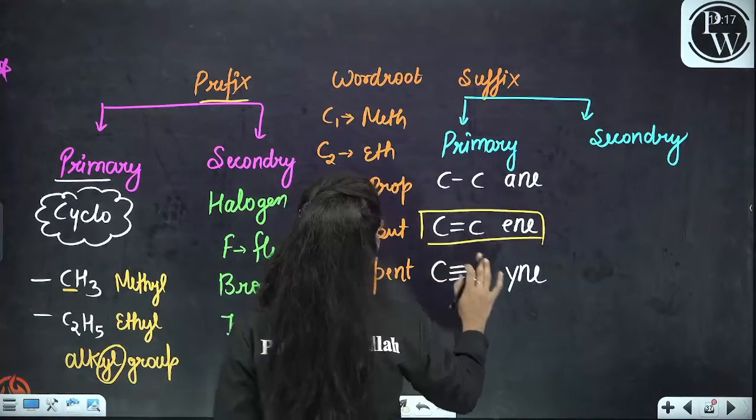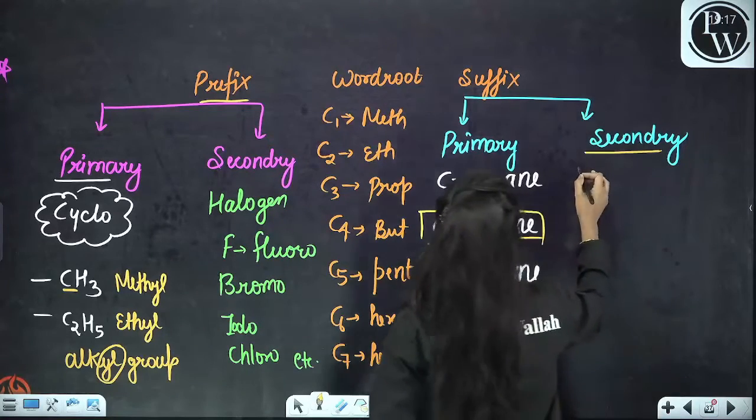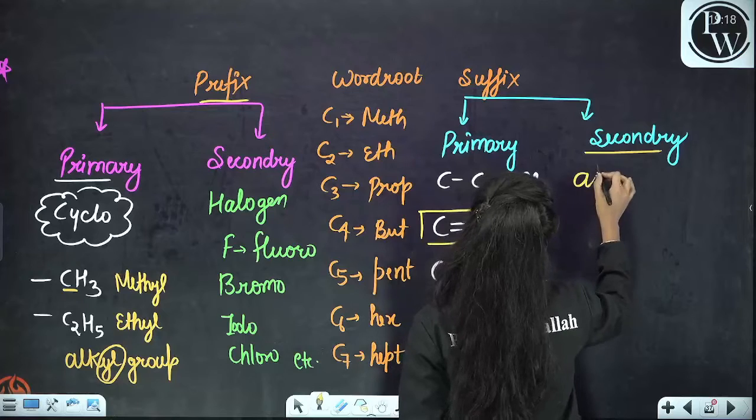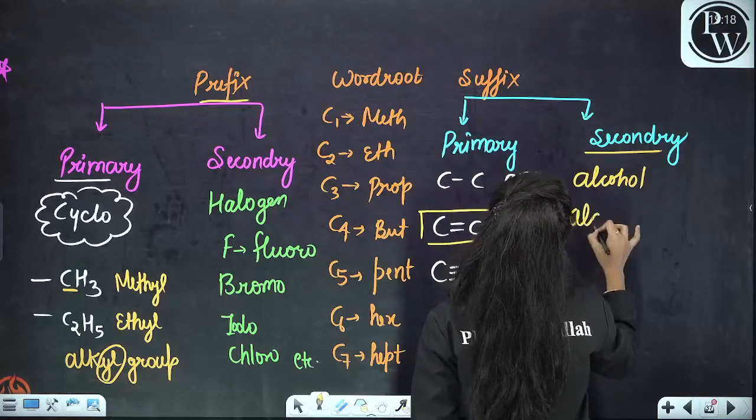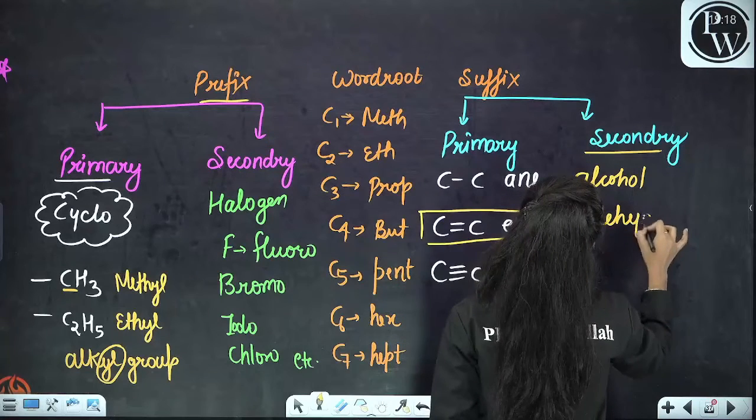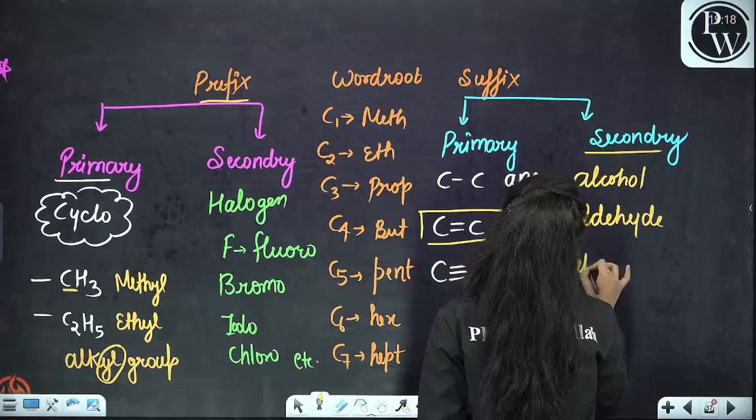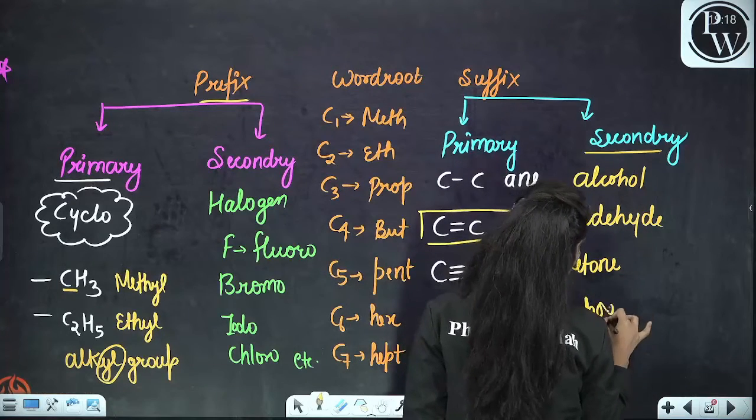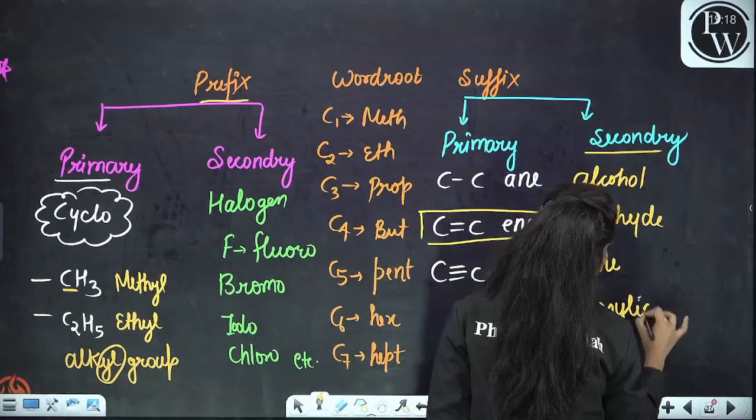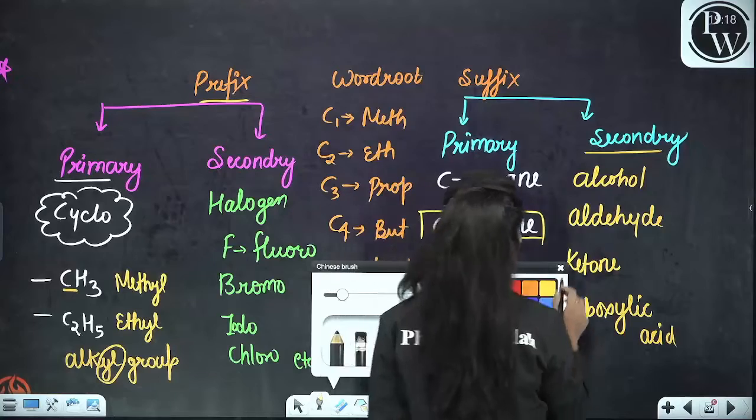Now, we are going to have the secondary suffix, which is your functional groups such as alcohol, aldehyde, carboxylic acid and ketones. Carboxylic acid. Done. Let me write the functional groups for you.